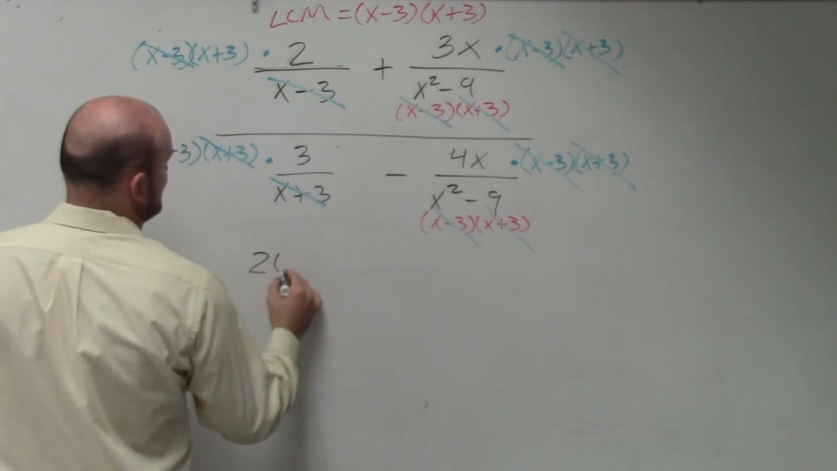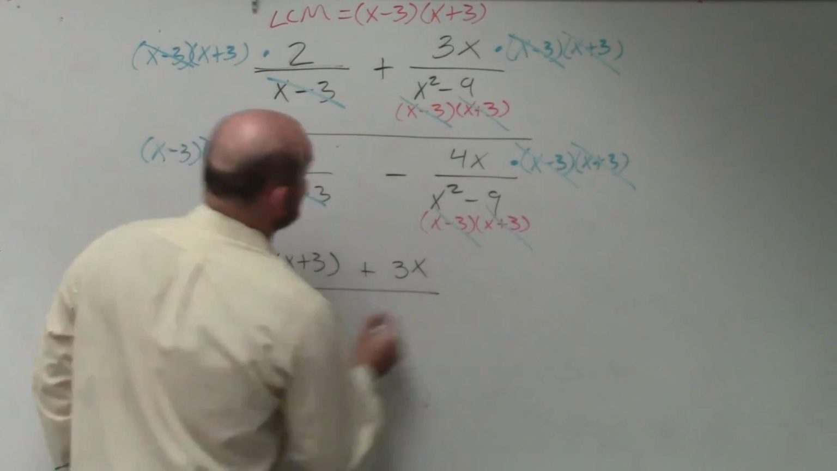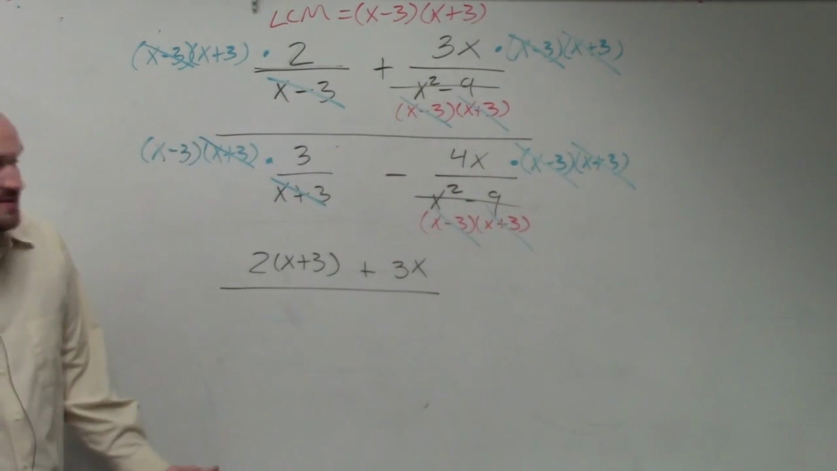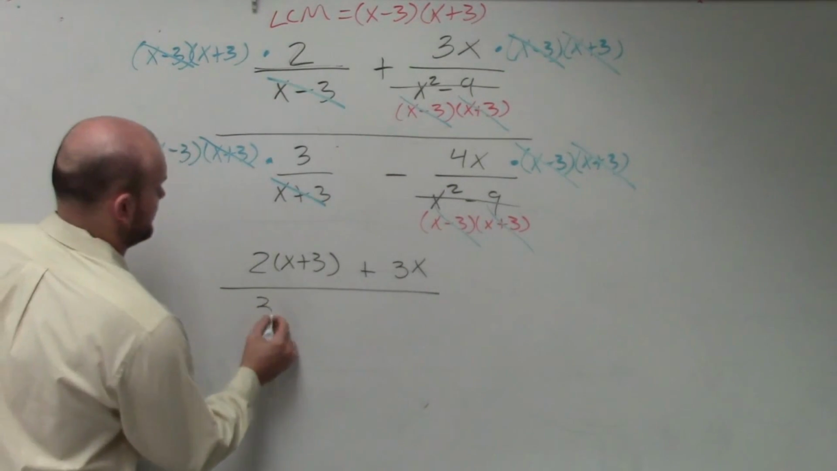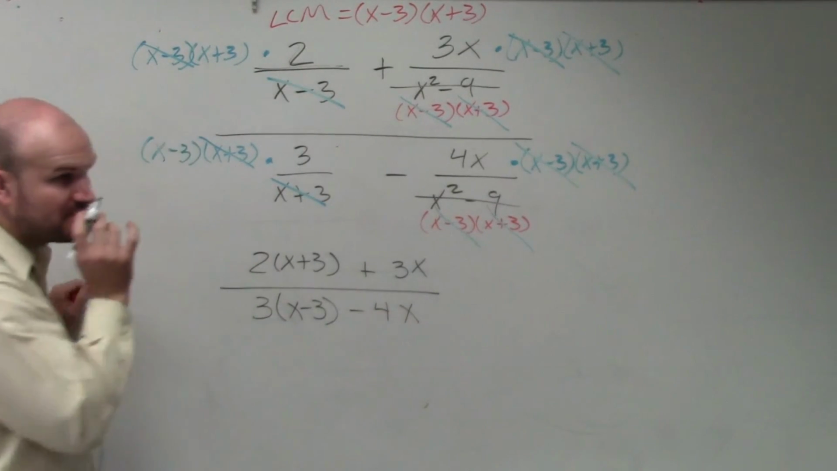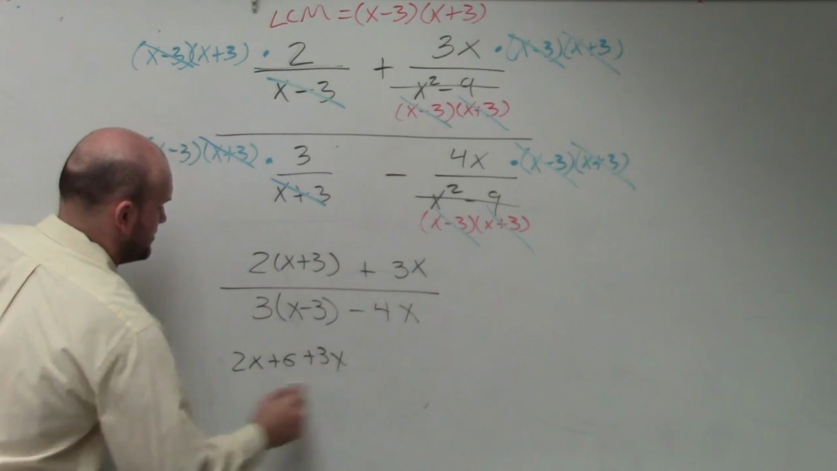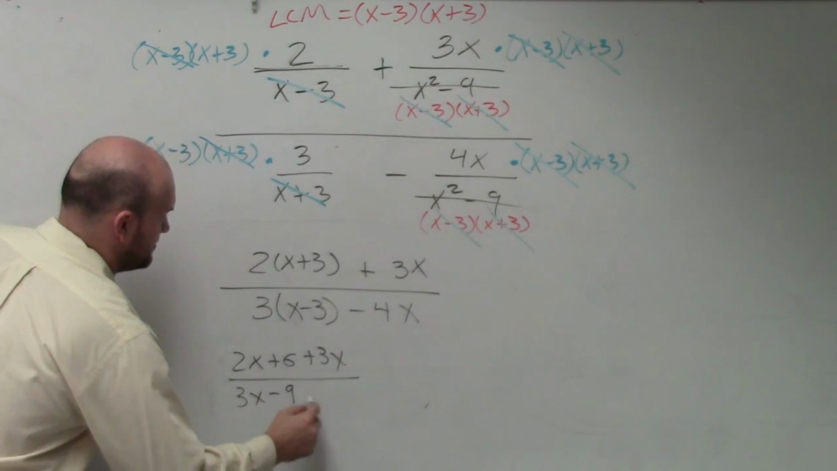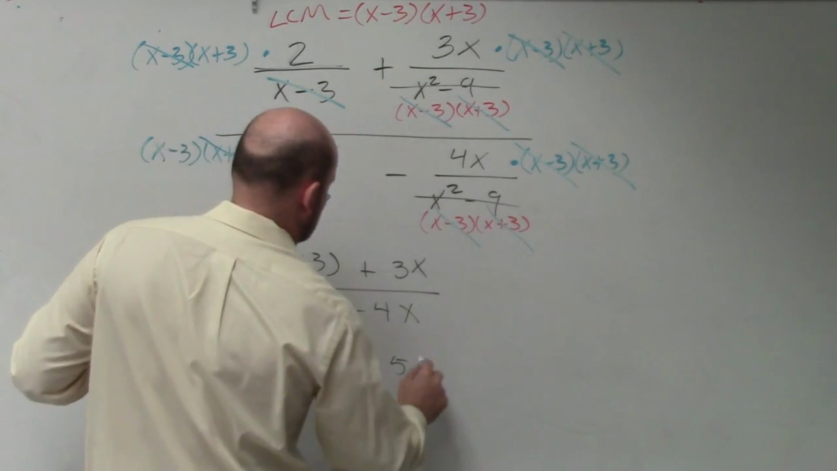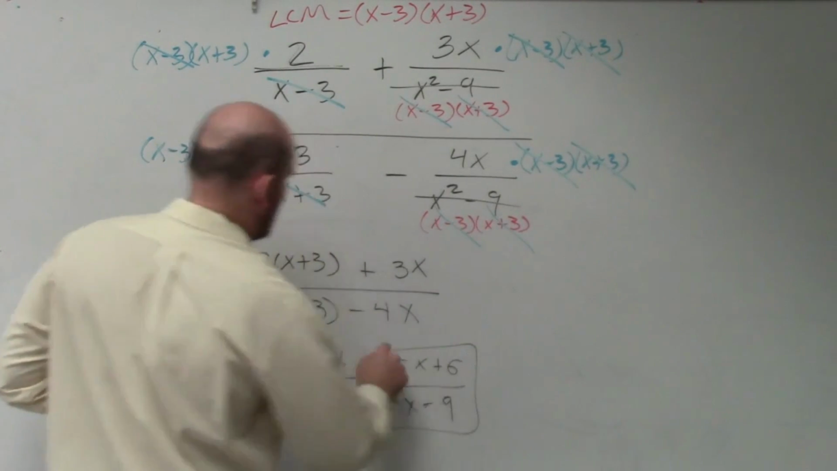I have 2 times x plus 3 plus 3x. That's left in the numerator, right? Because I factored those out. That's all I got left. In the denominator, I have 3 times x minus 3 minus 4x. So we don't need to be lazy. We can do this. 2x plus 6 plus 3x, over 3x minus 9 minus 4x, equals 5x plus 6 over negative x minus 9. And there you go.